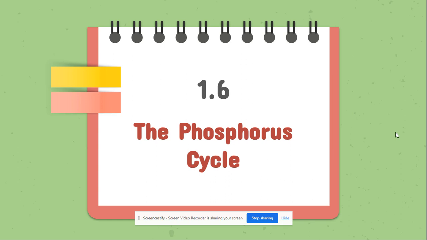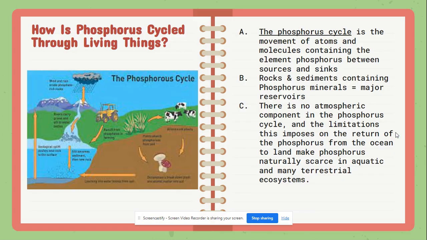So remember, now in class we've begun talking about biogeochemical cycles, how the important nutrients that organisms need in order to survive filter through living things as well as non-living things. So here in 1.6, looking at how phosphorus gets cycled through living things, notice the same terminology is used in each of our cycles.